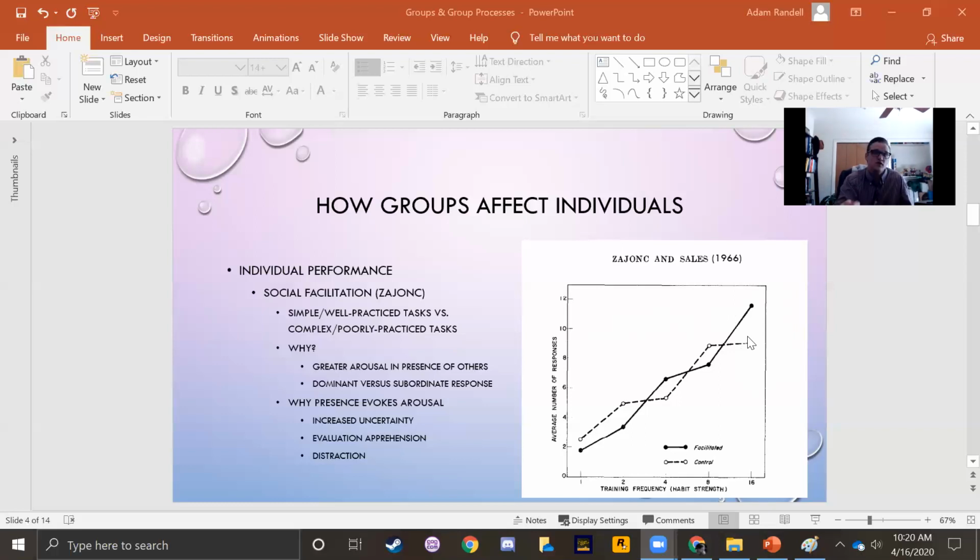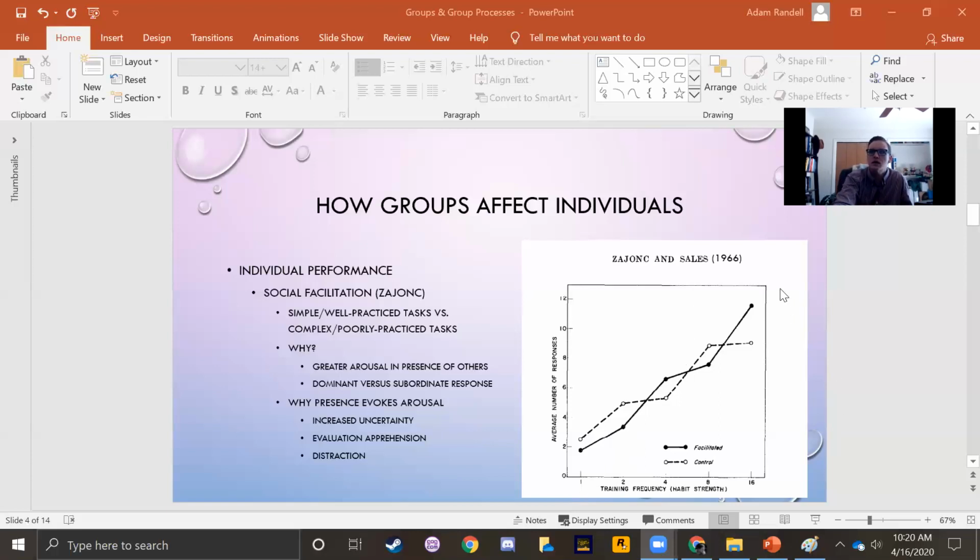So that's social facilitation. When the task is simple or at least poorly practiced, as it is here when they only had 1 or 2 times to practice it, the presence of others impairs performance, makes performance worse.